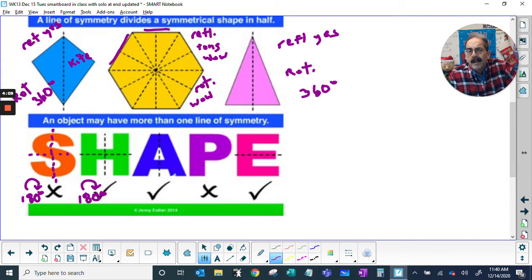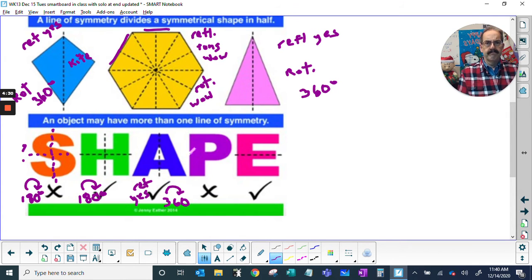What's that? This one's a strange one, isn't it? Yeah. A. Reflect. Yes. But to spin only 360. No. Otherwise, you have to go all the way around. This one, sure, you could reflect it, you could flip it, you could 360.